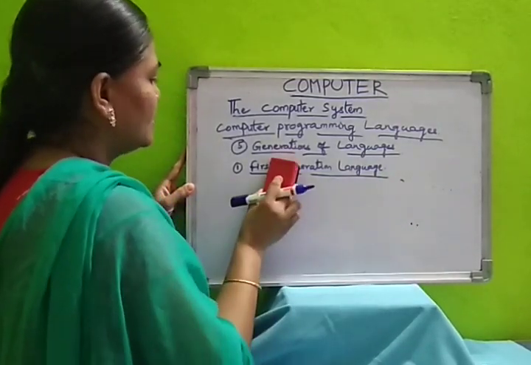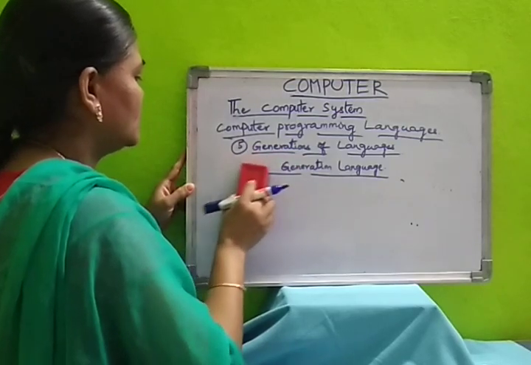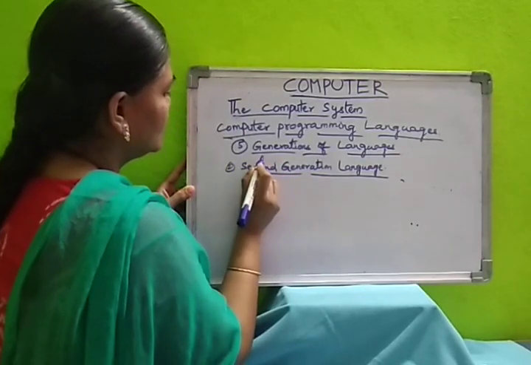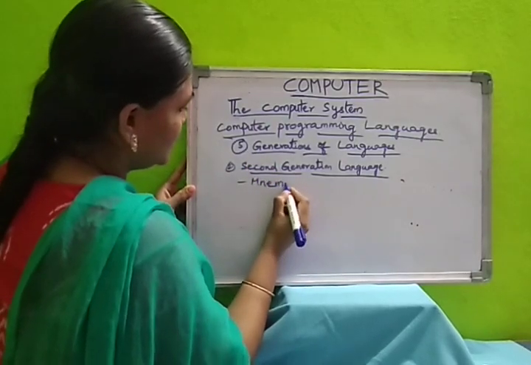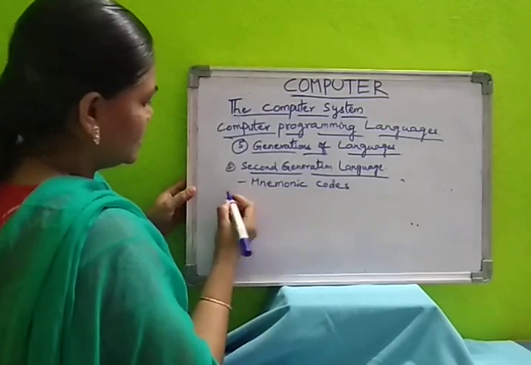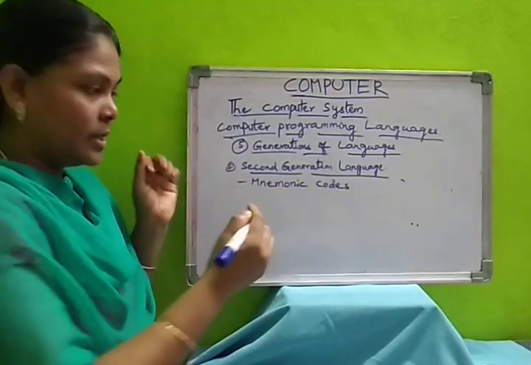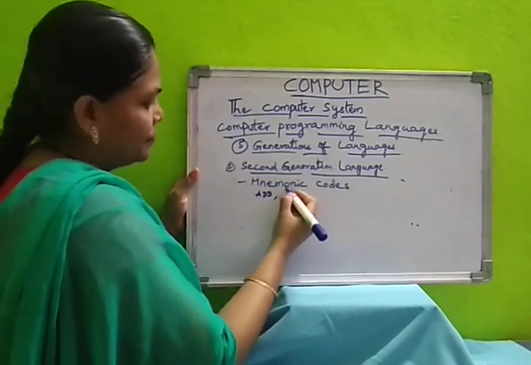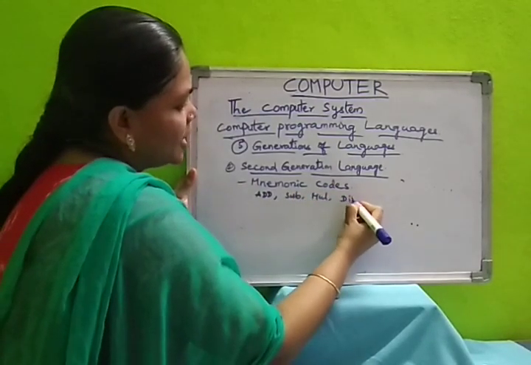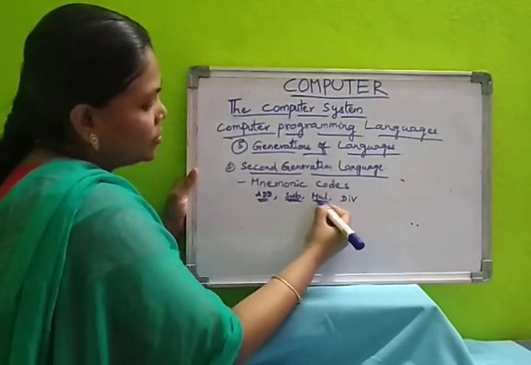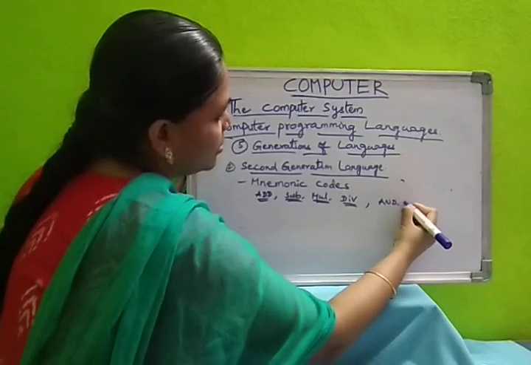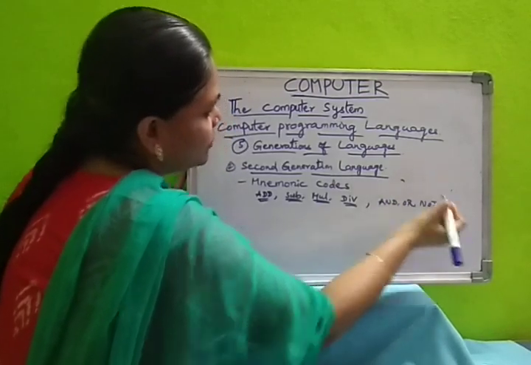Second is the second generation language. In this, mnemonic codes are used to write any program. Mnemonic codes are nothing but short forms. Suppose you want to add two numbers, we give add. For subtraction, sub. For multiplication, mul. For division, div. Like this we can give different short-form codes for arithmetic operations. We have logical operations also, and, or, not. For all those operations, only short forms are given.